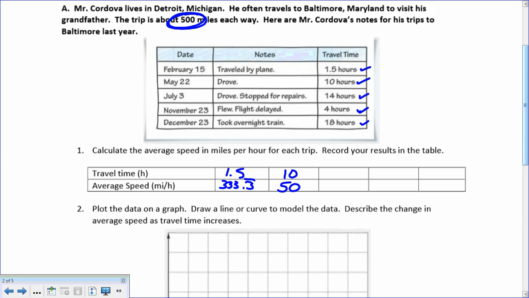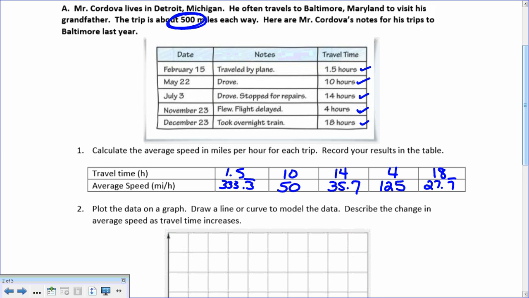The next one now, it took him 14 hours, so his average speed obviously goes down a little further to 35.7. The next one he flew, that was 4 hours, and it's 125. And then the last one took him 18 hours. If I take 500 divided by 18, it is 27.7 repeating. So there's our 5 values.